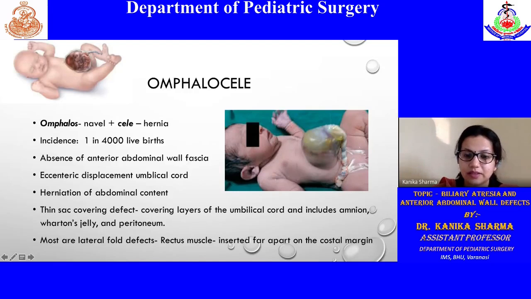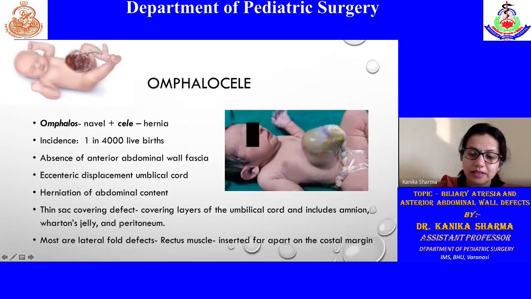So the sac is covered with the layers of the umbilicus, where the upper layer may be of amnion, which is the exposed or intrauterine covering part of the fetus in the womb, followed by Wharton jelly, then a peritoneum, which is the layer for the fetus. So these three layers form the sac, and mostly this defect is due to the lateral folds. When the child has imperfect migration of the lateral folds, then most commonly they present with omphalocele.